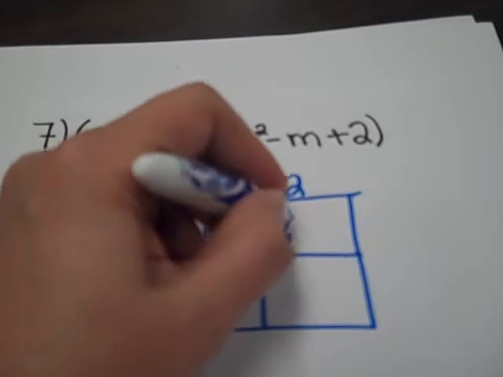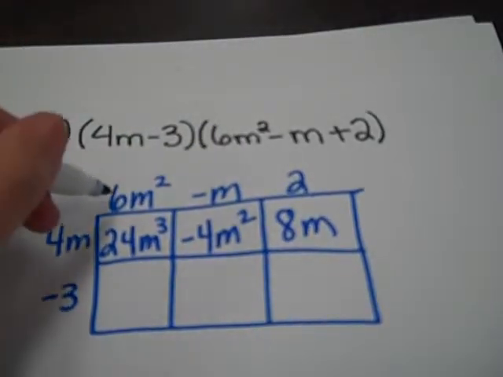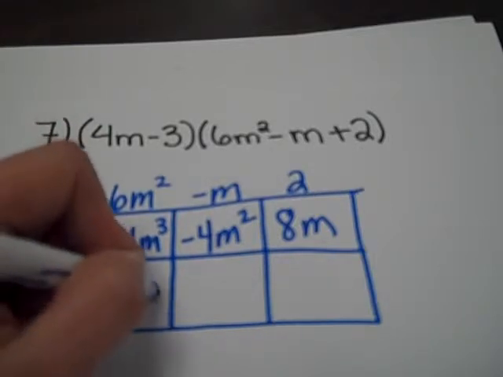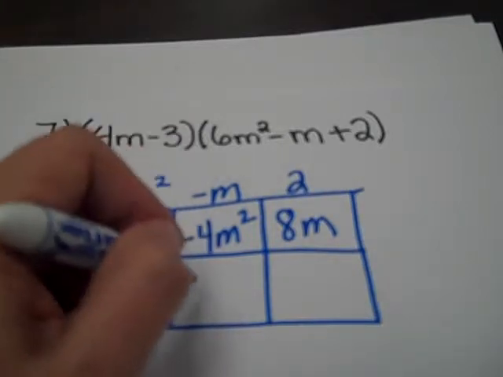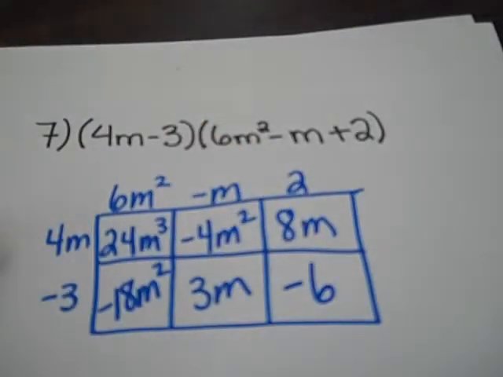4m times 2 is 8m. 6m squared times negative 3 is negative 18m squared. Negative 3 times negative m is positive 3m. And negative 3 times 2 is negative 6.